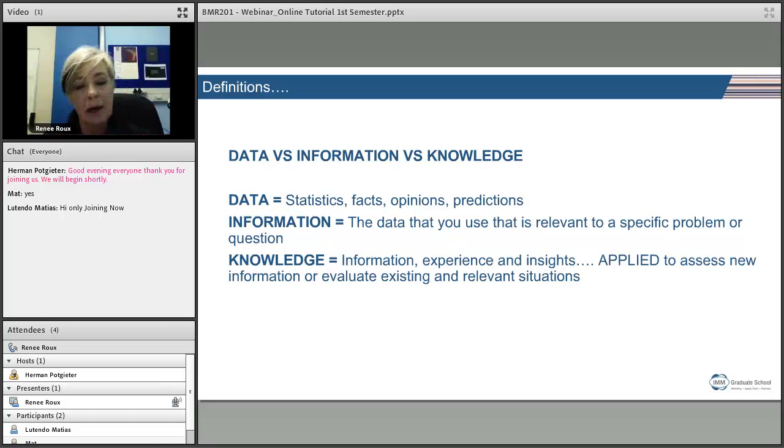So that becomes information. But I've also used another term, which is called knowledge. So what's the difference between data, information, and knowledge? Knowledge is the information that you have, so it's data applied to a specific problem or question, but you also apply your experience and any other insights or knowledge that you have to assist this information and to evaluate a current situation and other relevant situations.